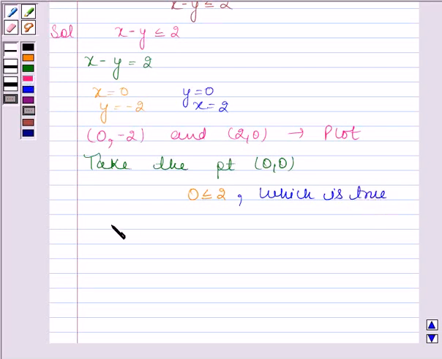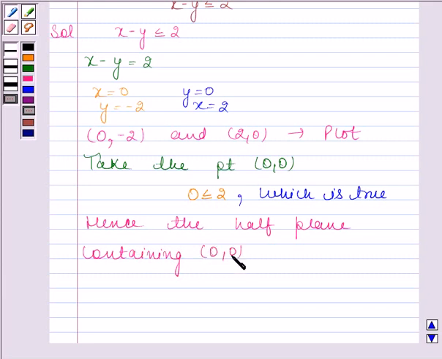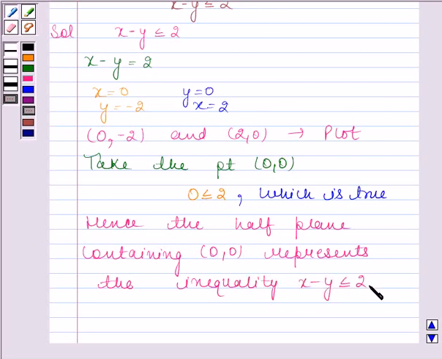Hence, the half plane containing (0, 0) represents the inequality x minus y is less than or equal to 2.